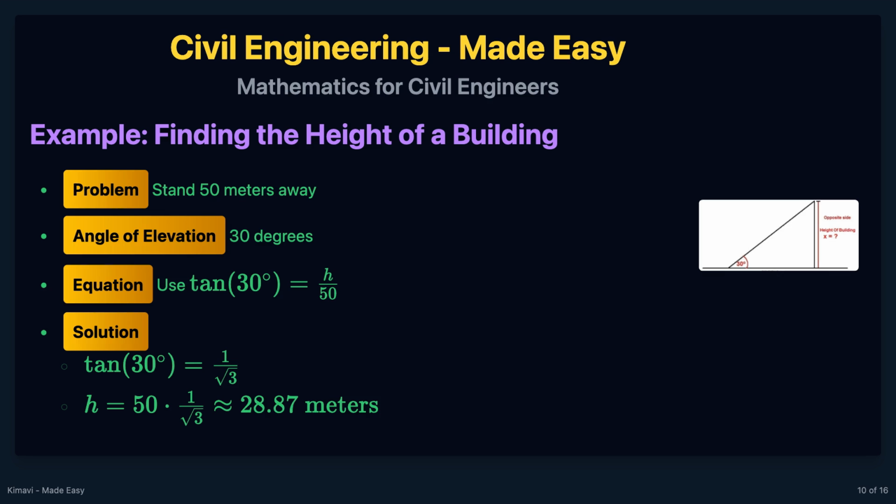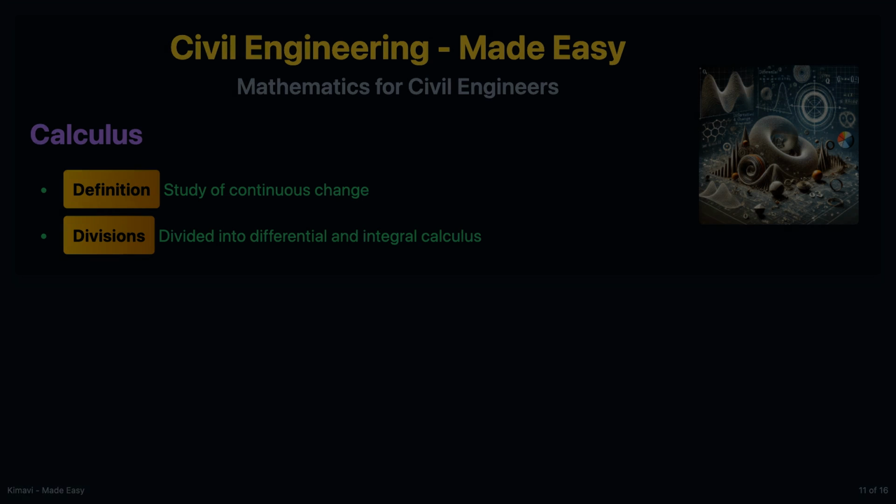Using the tangent function, we have tangent of 30 degrees equals h divided by 50. We know that tangent of 30 degrees is 1 divided by the square root of 3. Therefore, h equals 50 times 1 divided by the square root of 3, which is approximately 28.87 meters.